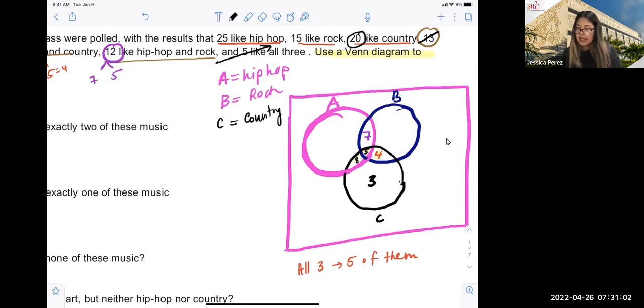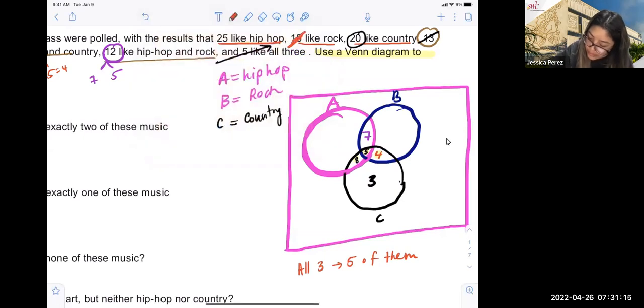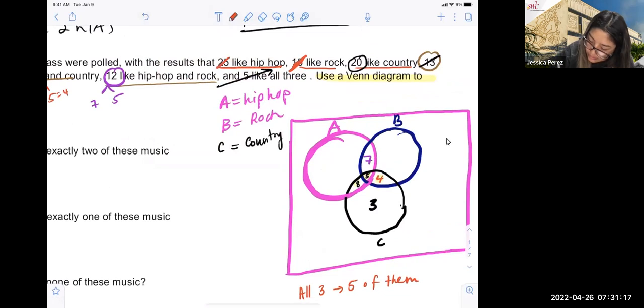Now 15 like rock. Let's see. The rock is this color, so I should increase that number. Let me increase this to 30 and this to 25. Okay. So then 25 like rock.